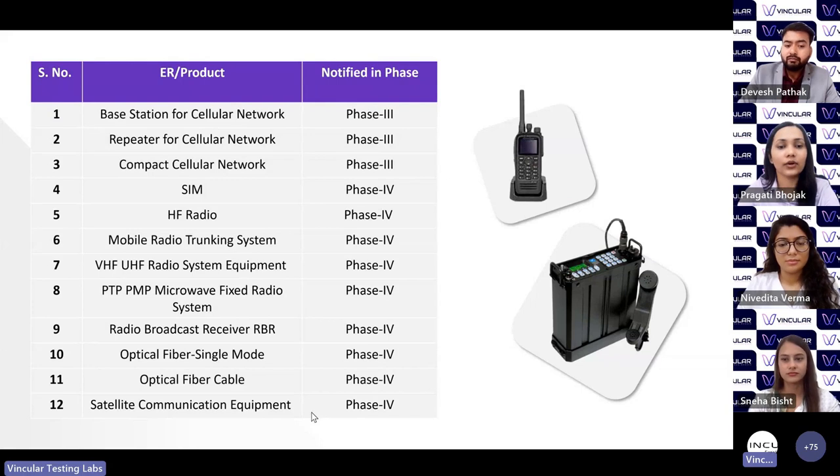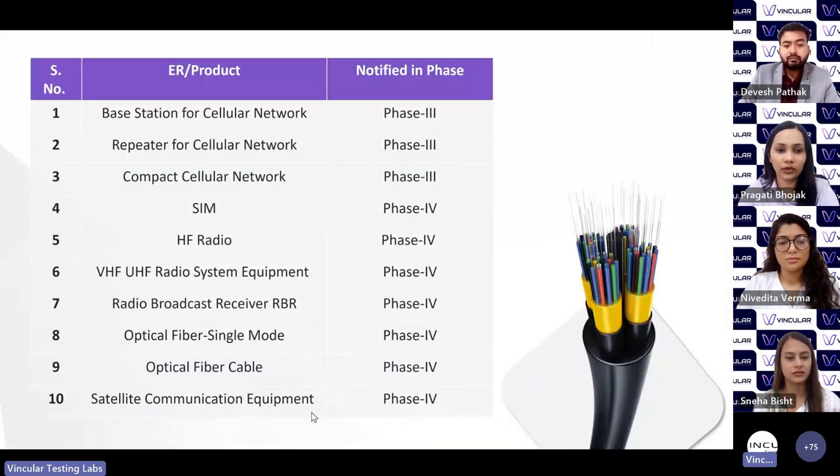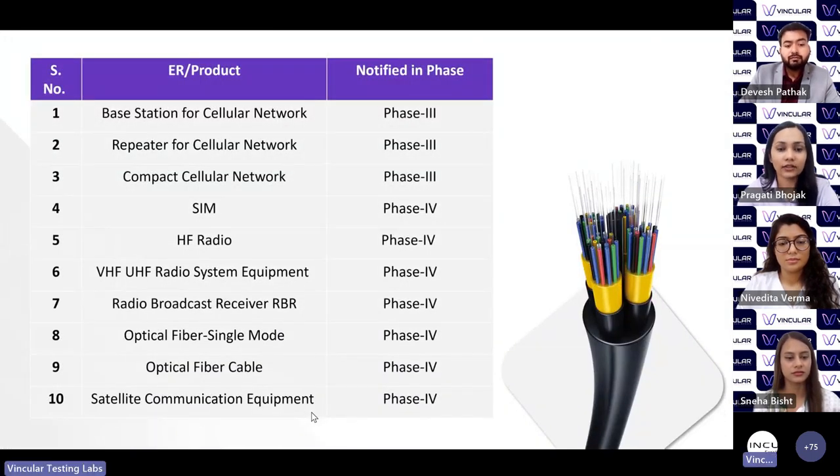In the next slide, we are going to talk about the acceptance of international test reports. TEC has extended the deadline for acceptance of ILAC reports for technical testing from non-border sharing countries till 31st December. This extension applies to 10 specific ER product categories, which are visible on the screen. These categories include base station, repeater for cellular network, HF radio, etc. It encompasses all the products that were granted a 6-month extension with an exception of mobile radio trunking system and PTP-PMP microwave fixed radio station.